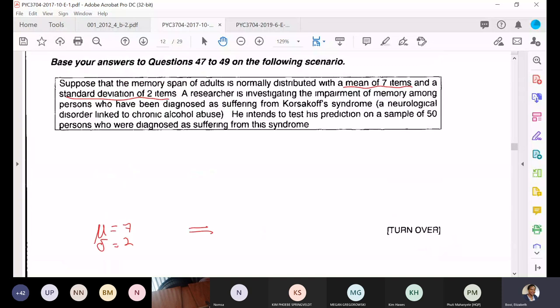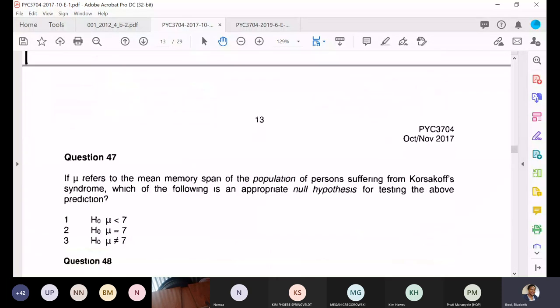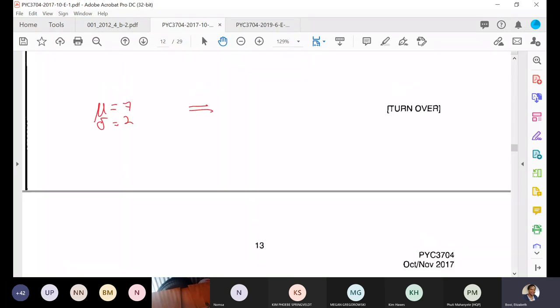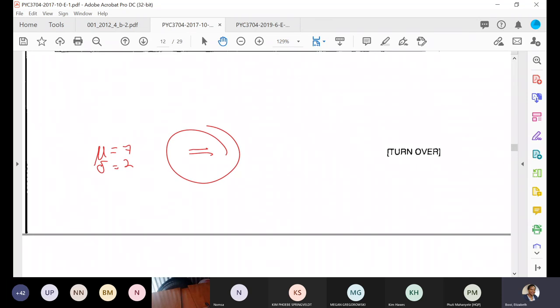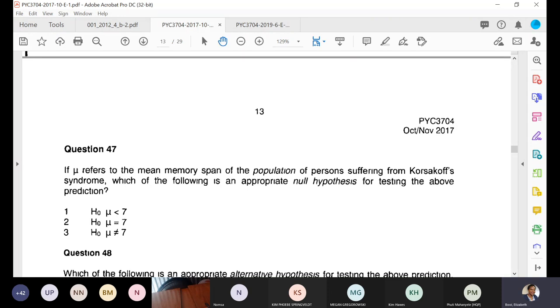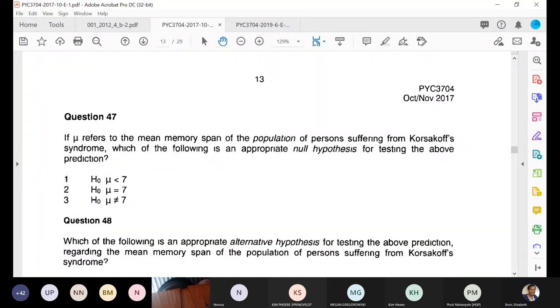Remember that I've already analyzed the whole question, the whole paragraph, because now I know what I must look for. The first one says I need to state my null hypothesis. Based on the information, I already have an idea of what my null hypothesis will be. I have my mean. So my null hypothesis should state the population parameter and should be equal. Option two, yes. The null hypothesis should state that the mean is equal to 7. But anyway, irrespective of what we have decided, the null hypothesis always contains an equal sign.